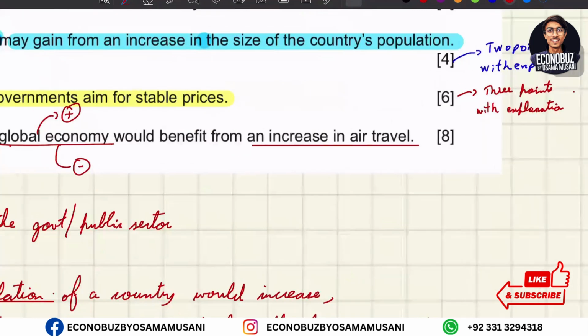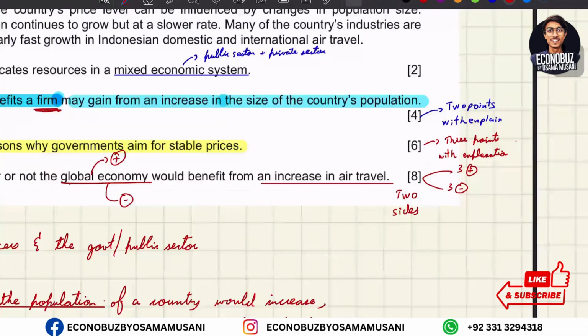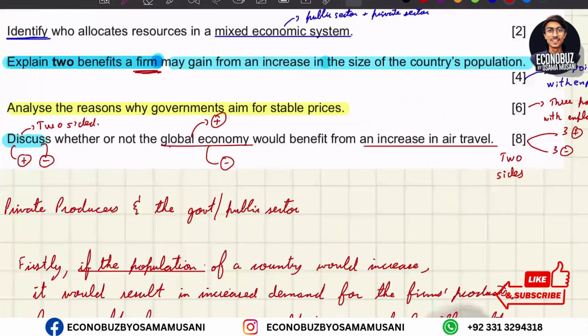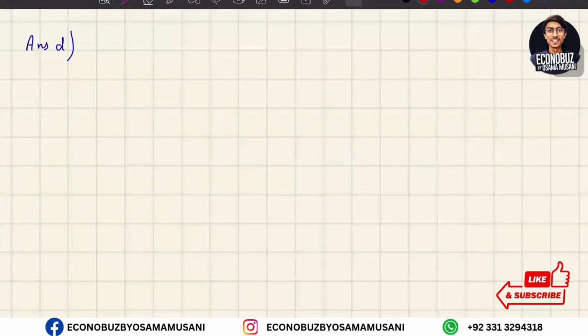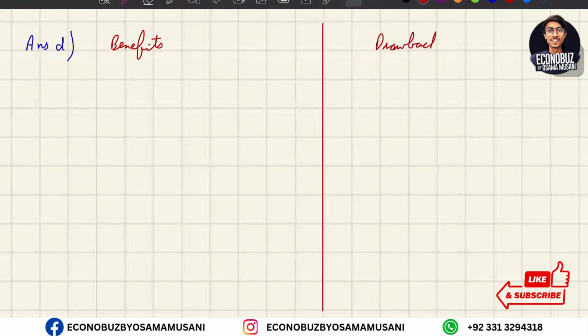Okay, so in an 8 marker question, it is always writing about two sides, and you have to write 3 points for benefits with explanation and 3 points for the negative side with explanation. It should always be a balanced answer. So if we write answer D, you have to write 2 paragraphs, first about the benefits and the second about the drawbacks.